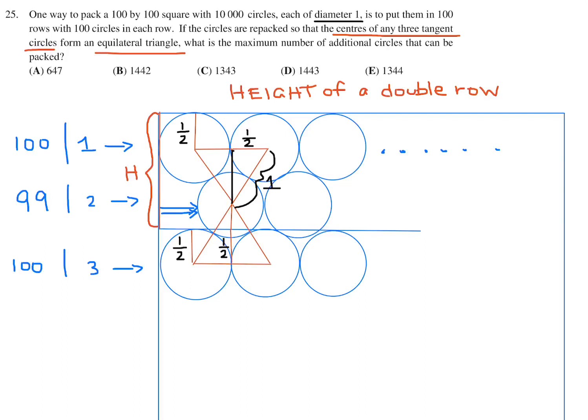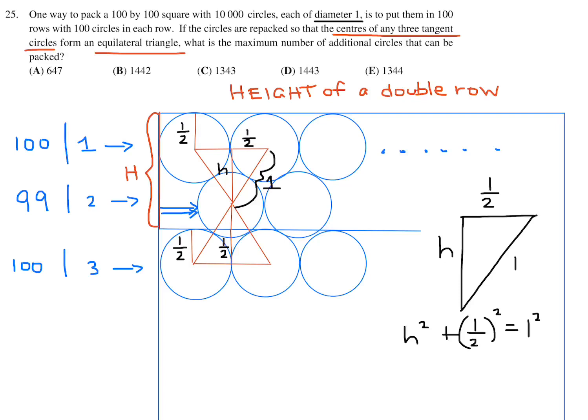So now I'm going to take this triangle and do the Pythagorean theorem on it to figure out the length of this, which I will call small h. So I'll just draw that triangle over on the side here. So this is a half, this is small h, this is 1. So h squared plus 1/2 squared is equal to 1 squared. So h squared is 1 minus 1/4, which is 3 over 4, and therefore h is equal to root 3 over 2.